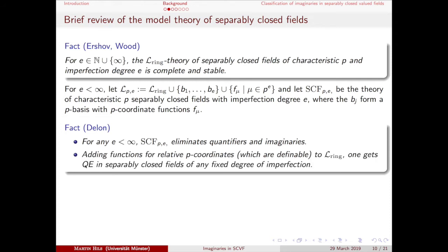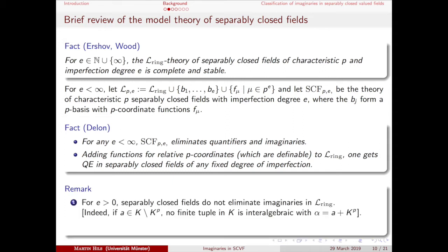You can also add parametrized or relative p-coordinate functions, which say: if this tuple is p-independent and this element is p-dependent on it, then it gives you the p-coordinate. If you do this, then in any fixed degree of imperfection, you get quantifier elimination. The proof is a little bit more complicated. Also in infinite degree of imperfection, you get quantifier elimination. But at the level of imaginaries, it's not enough.